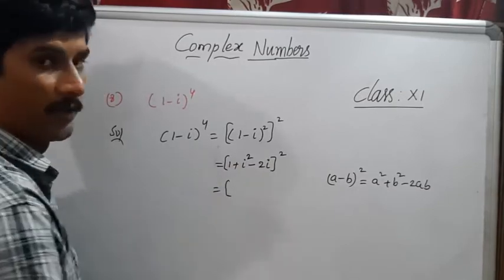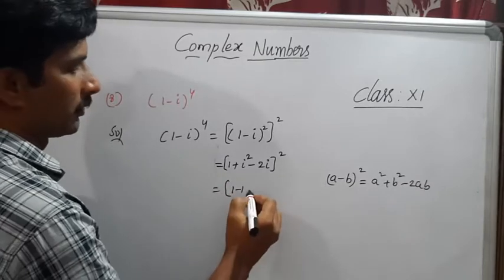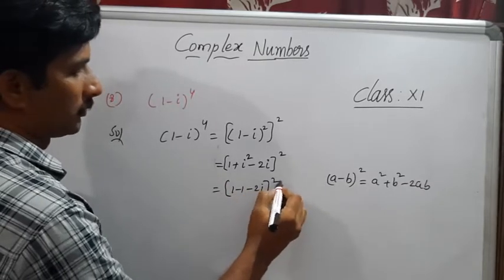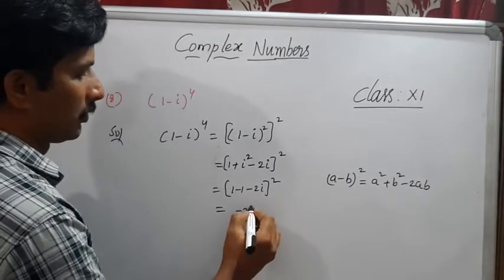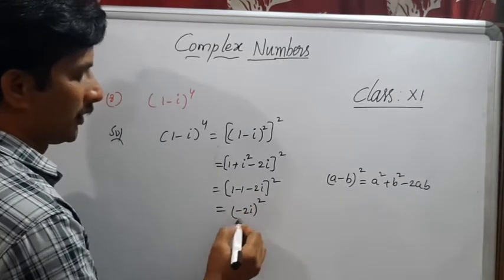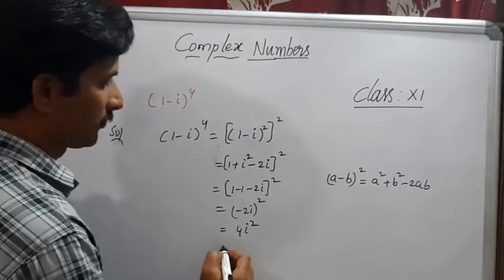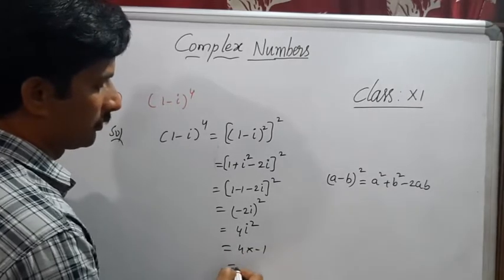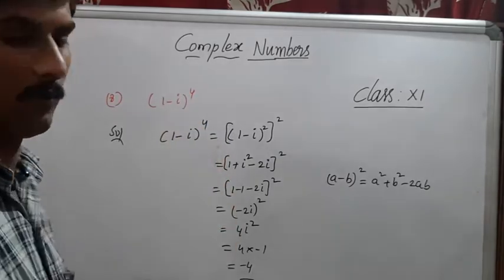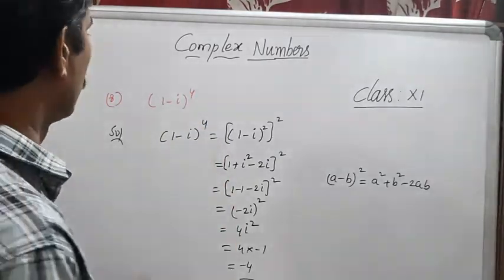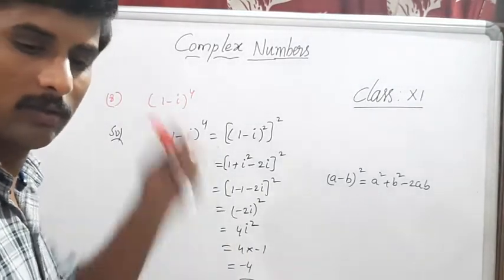Now on simplifying, i square value is minus 1, so 1 plus minus 1 minus 2i, whole square. 1 minus 1 is 0, then minus 2i whole square is equal to 4 into i square. i square value is minus 1, so 4 into minus 1 is equal to minus 4. So 1 minus i whole to the power 4 is equal to minus 4. So we have some similar problems. We'll go for the next model.